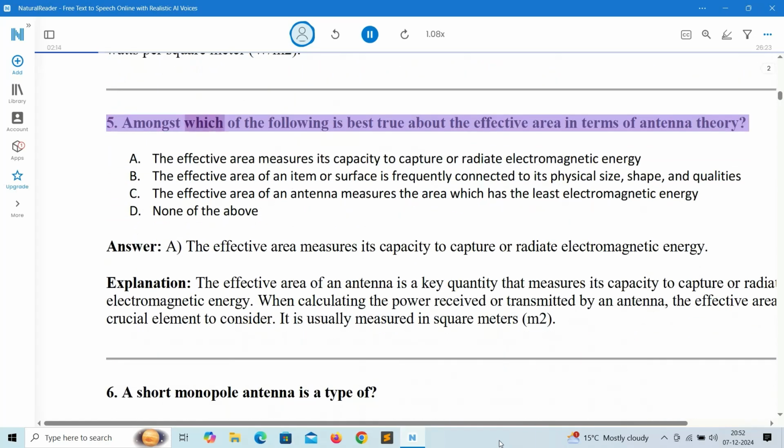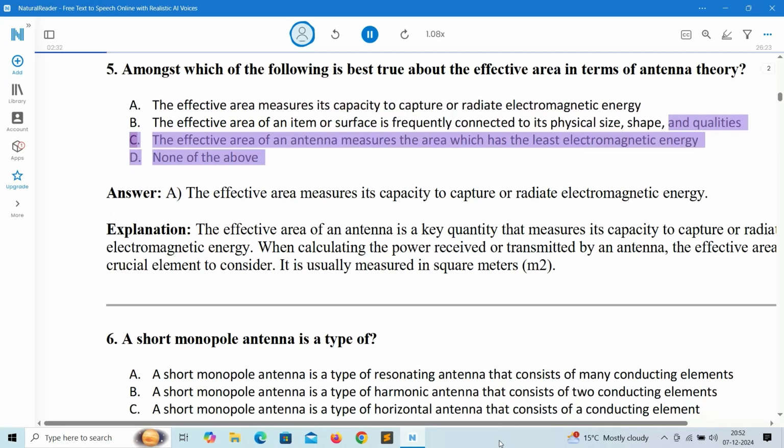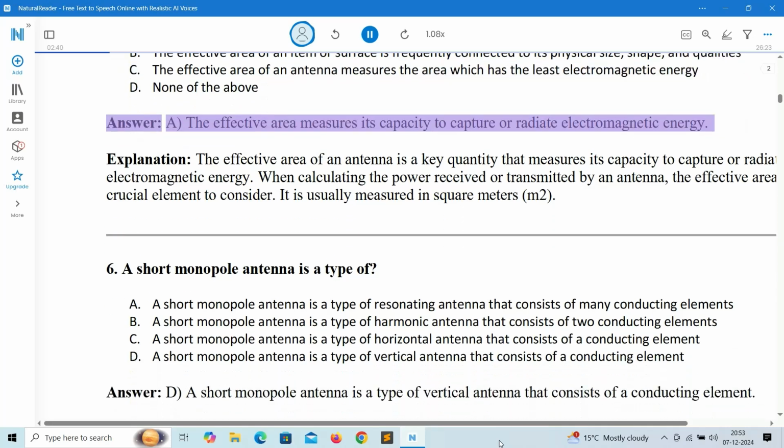5. Which of the following is best true about the effective area in terms of antenna theory? A. The effective area measures its capacity to capture or radiate electromagnetic energy. B. The effective area of an item or surface is frequently connected to its physical size, shape, and qualities. C. The effective area of an antenna measures the area which has the least electromagnetic energy. D. None of the above. Answer: A. The effective area measures its capacity to capture or radiate electromagnetic energy.